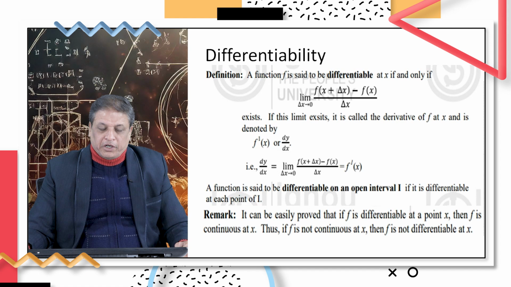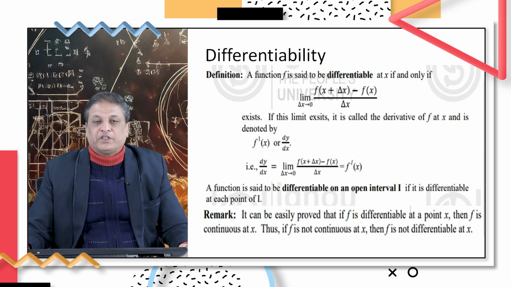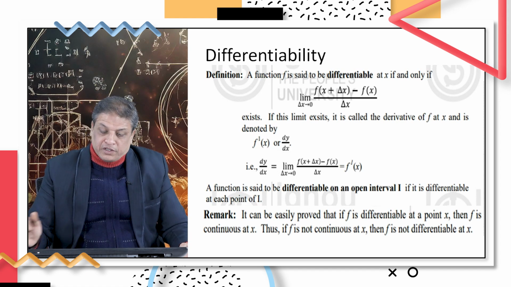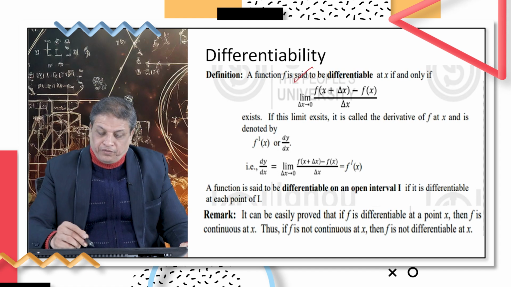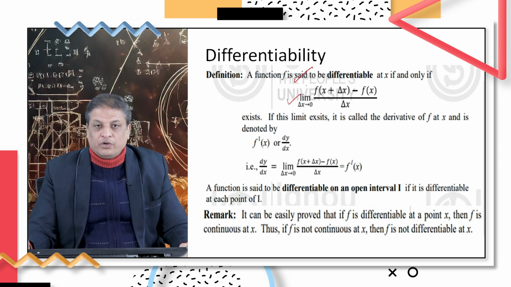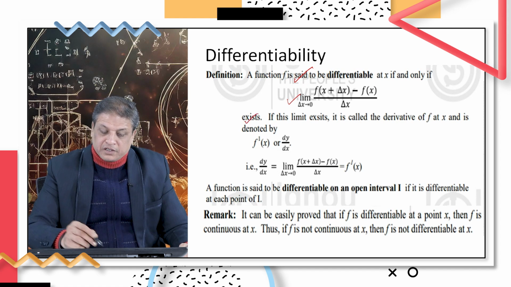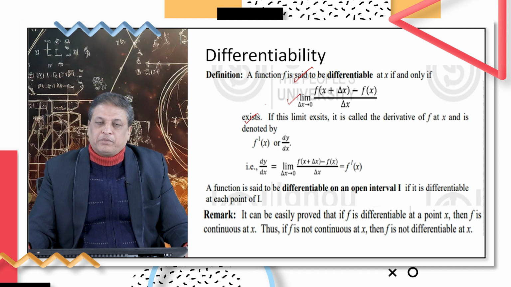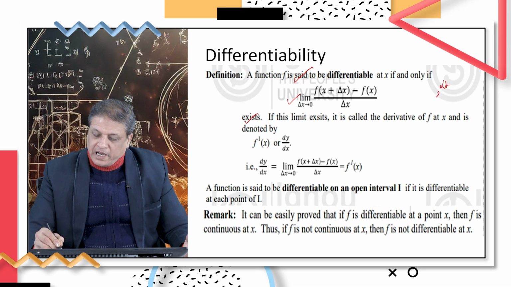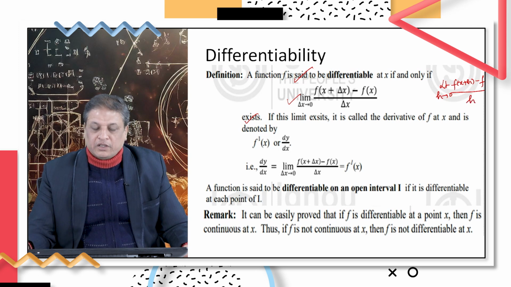So, understanding differentiability. So far as the definition of the differentiable function is concerned, a function f is said to be differentiable if the limit as delta x tends to 0 of f(x plus delta x) minus f(x) upon delta x exists. I hope you understand that the concept of limits is now extending. We are extending it to understand the concept of differentiability. So we can say the limit as h tends to 0 of f(x plus h) minus f(x) upon h. If this exists, then the function is differentiable. So we need to evaluate the limits.